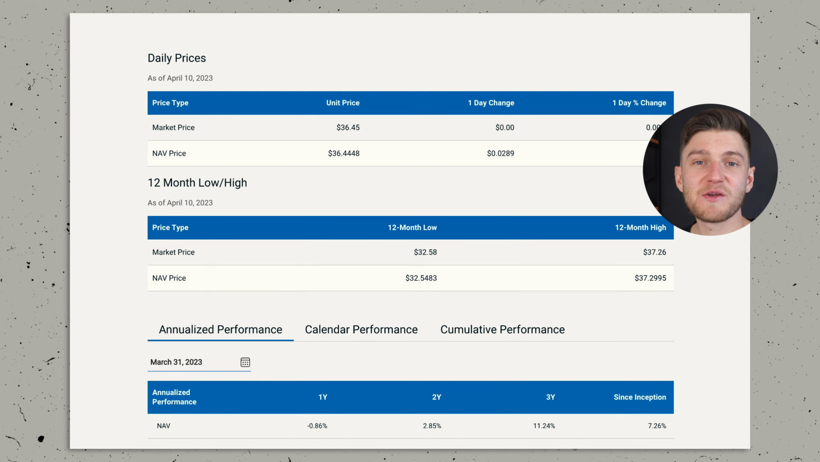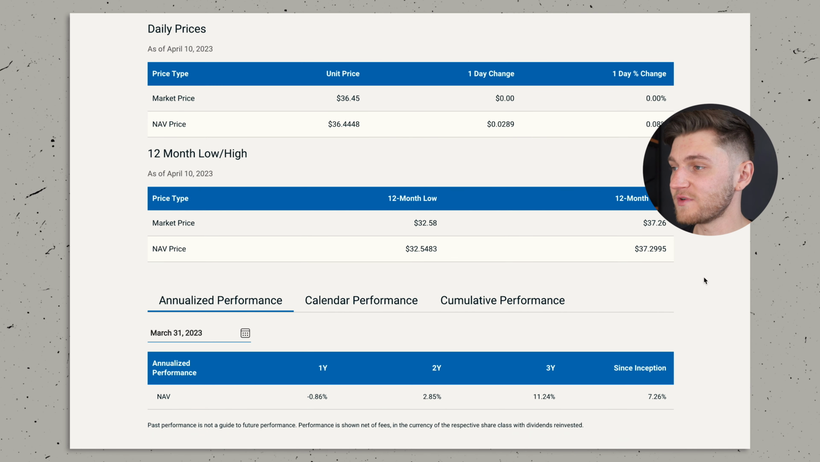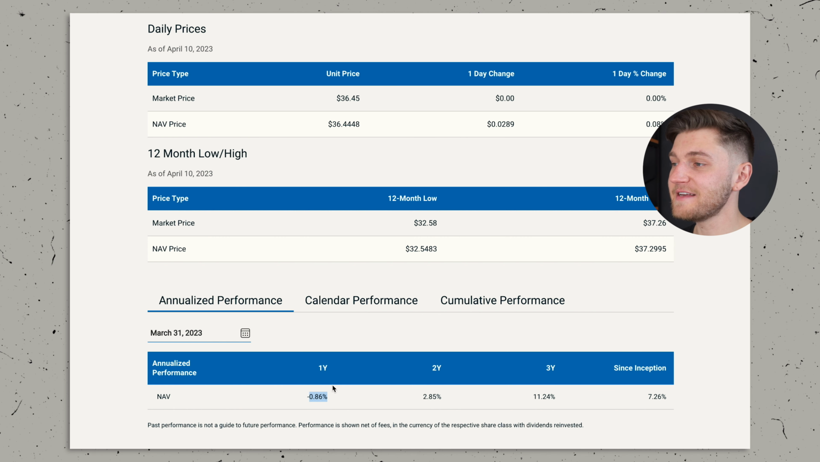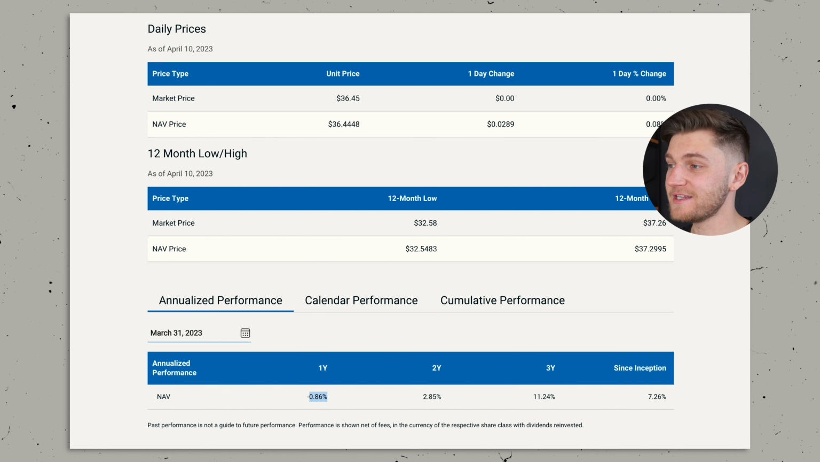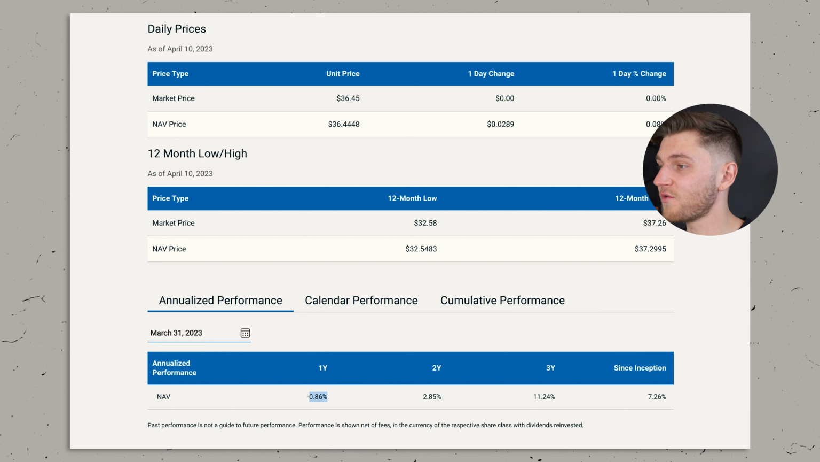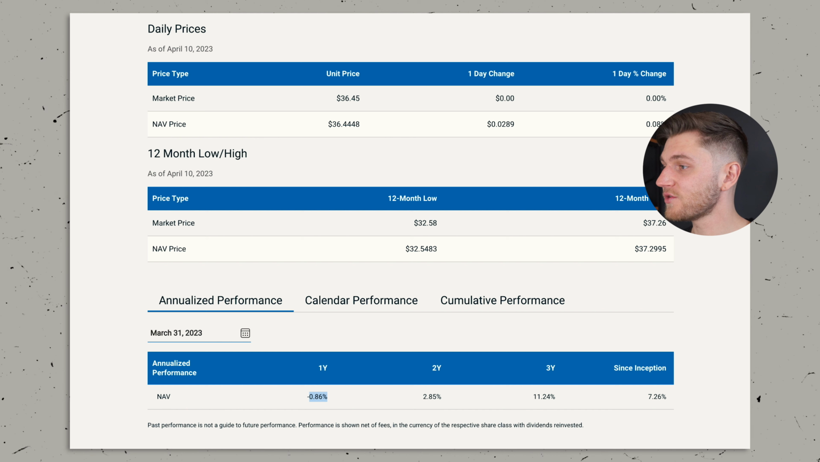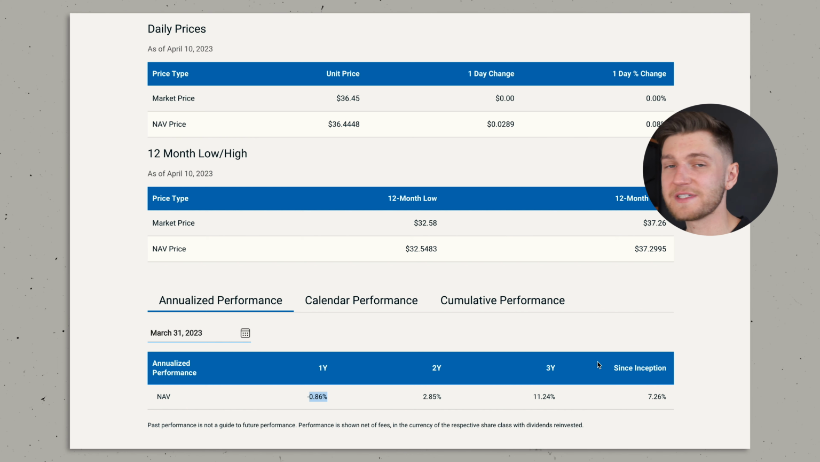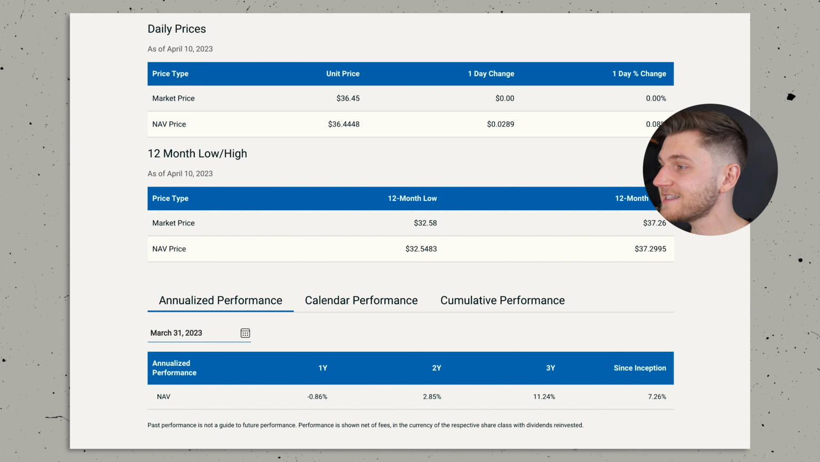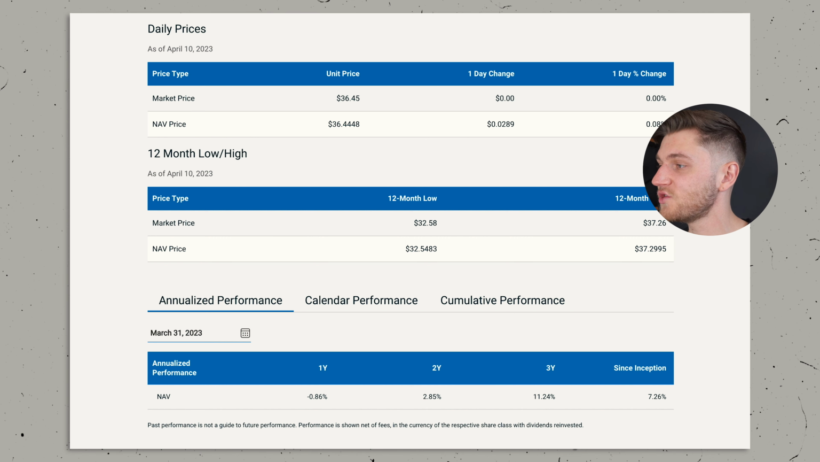And finally, what type of returns can we expect from an ETF such as ZGRO? Let's take a look. Now, in regards to the annualized performance for ZGRO, as we can see right here, over the past 1 year time frame, negative 0.86%, which is to be expected, honestly, considering where the market has been trending overall over the past year. 3-year return, 11.24% for annualized performance. That's each year over the past 3 years. And then since inception, around 7.26%.